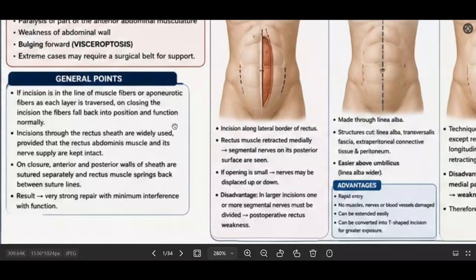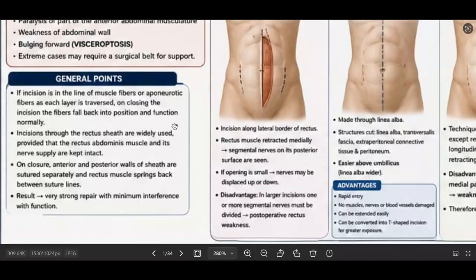That's the difference between the muscle splitting incision and the muscle cutting incision, because in one we are splitting the muscle, but in the other we are cutting the muscle. Okay, and muscle splitting is preferred.